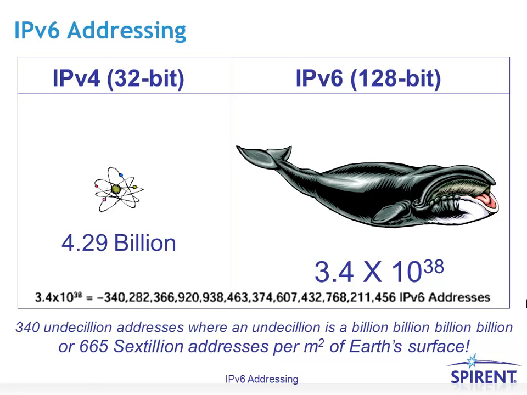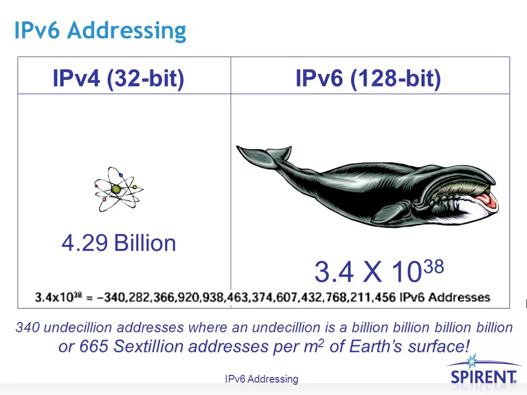So as you can see from this slide comparing the IPv4 address space, which uses 32 binary bits, to the IPv6 address space, which uses 128 binary bits, there is a big difference in the number of available addresses. 4.29 billion with IPv4, 3.4 times 10 to the 38th, which is a large number of addresses. In fact, 340 undecillion addresses, where undecillion is actually a billion, billion, billion, billion.